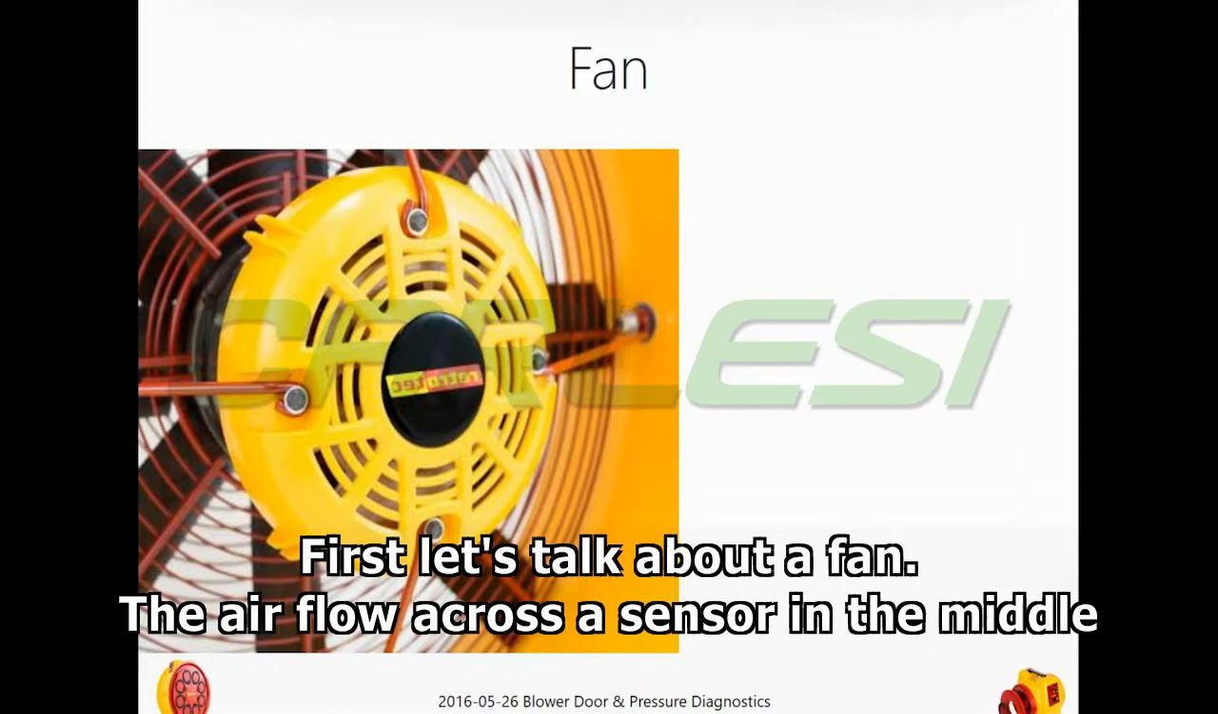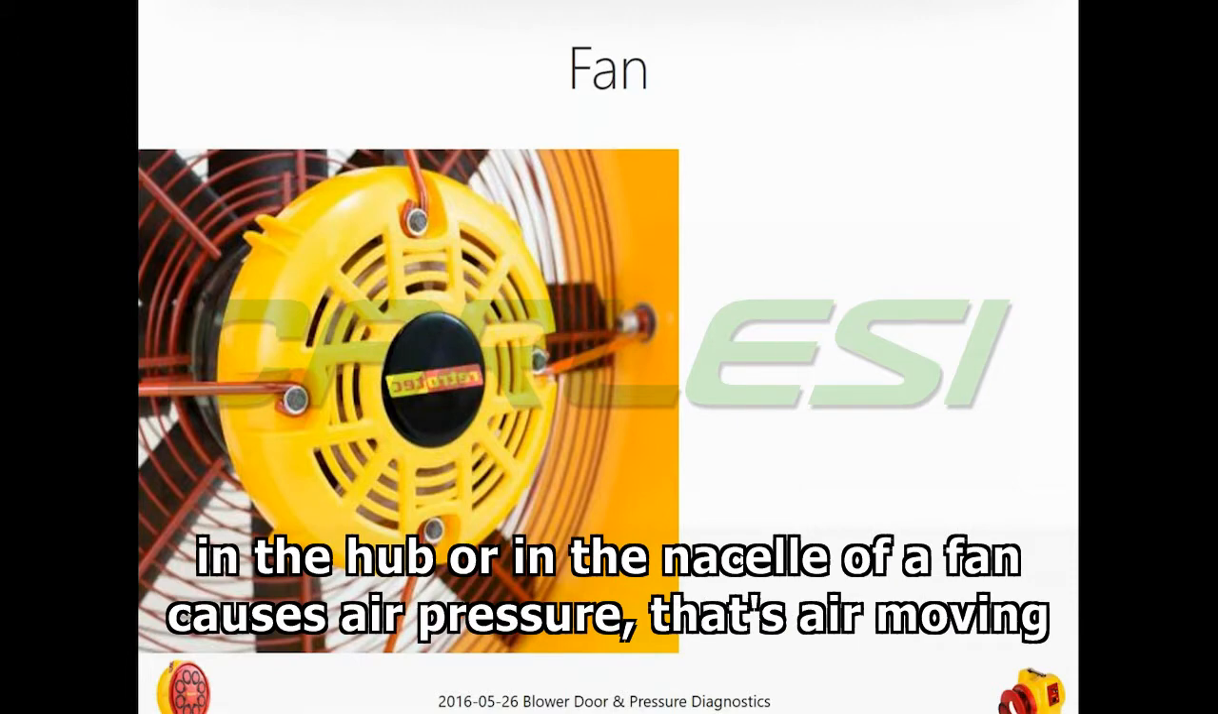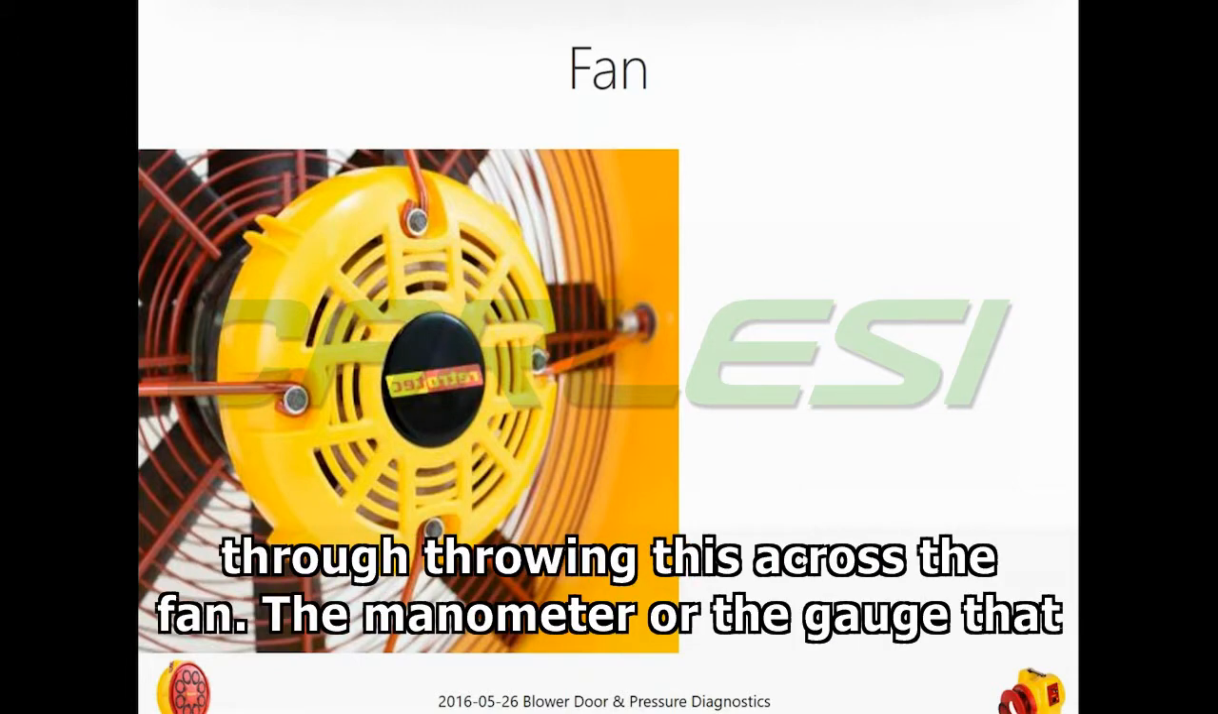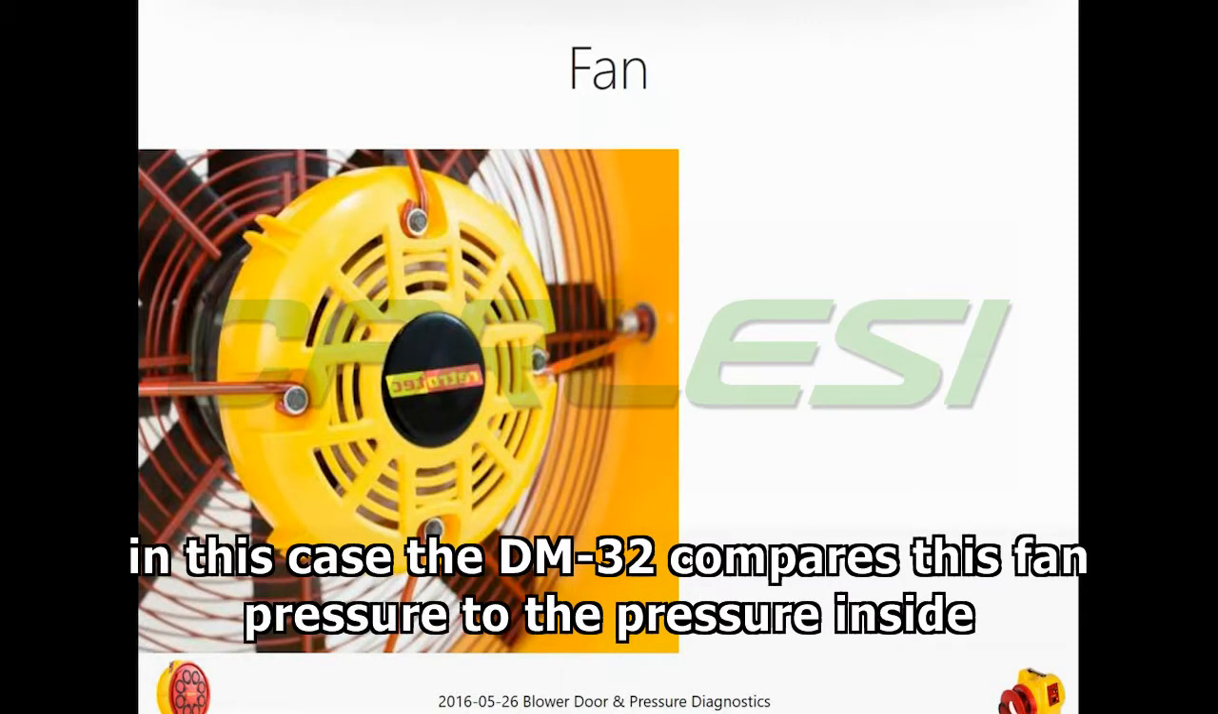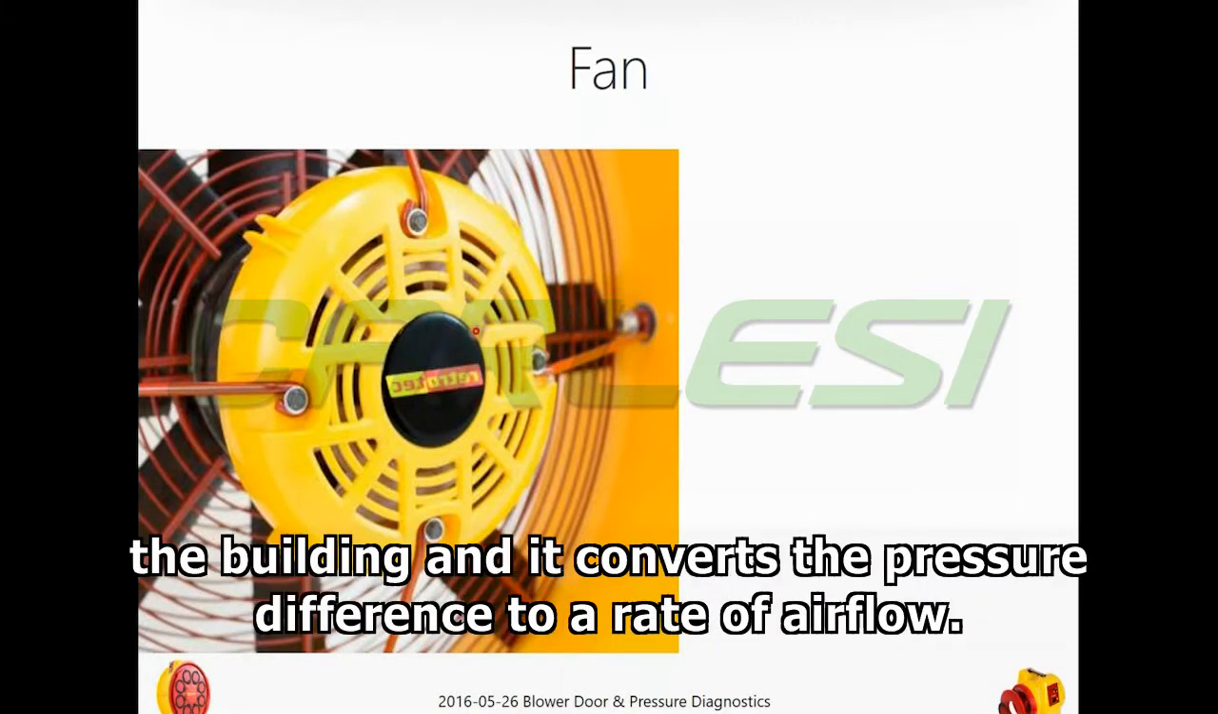First, let's talk about a fan. Airflow across a sensor in the middle of the hub, or in the nacelle of a fan, causes air pressure. So that's air moving across the fan. The manometer, or the gauge, in this case the DM32, compares this fan pressure to the pressure inside the building, and it converts the pressure difference to a rate of airflow.